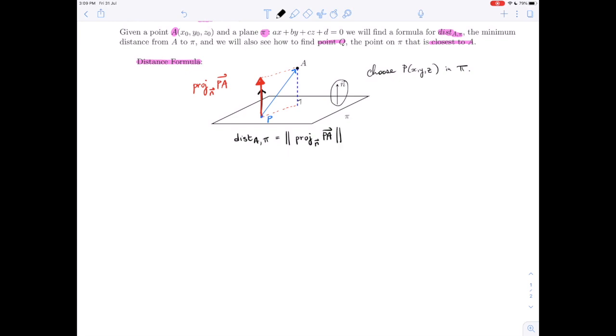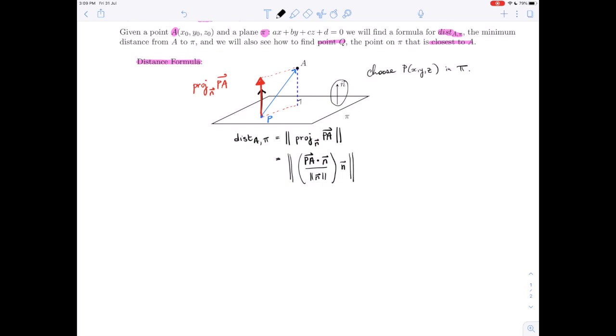But we can go through and simplify that a lot to give the standard distance formula that is well known from a point to a plane. So let's first of all write our projection in terms of the projection formula. So that's PA dotted with N over the norm of N, all of that times vector N, and of course we want the norm of that.